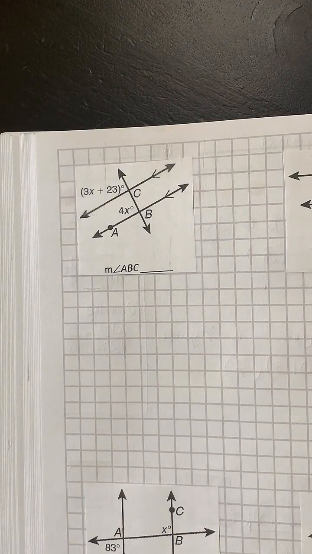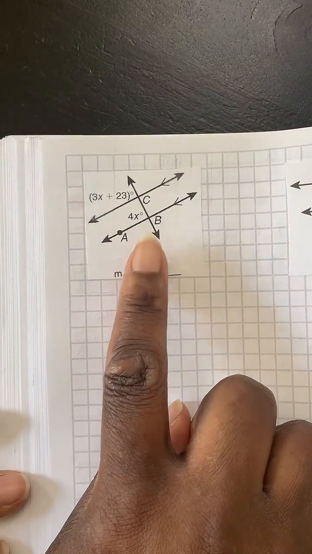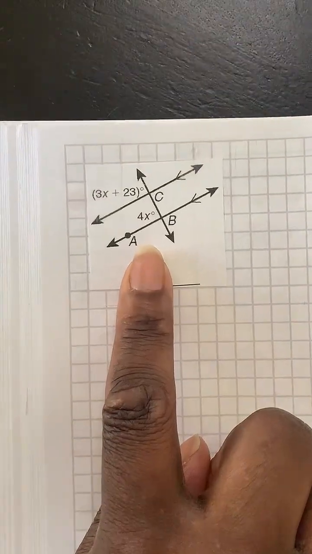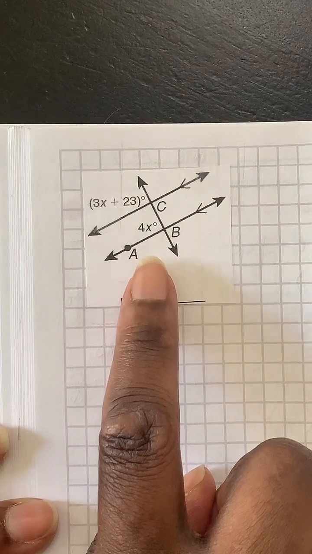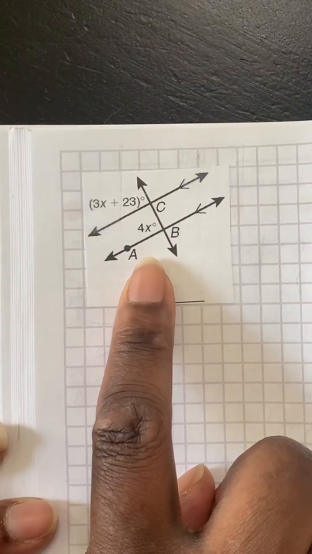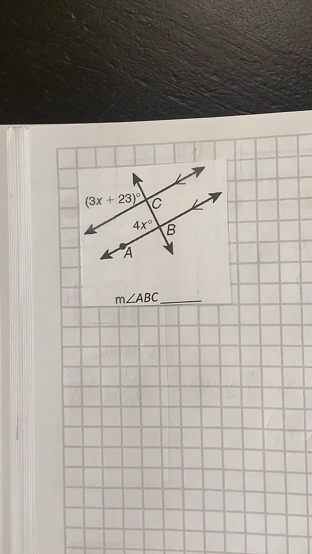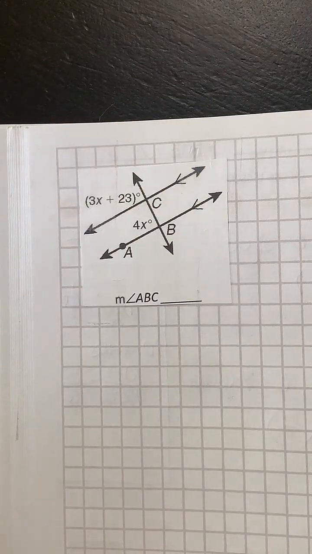So now, one thing. What type of angles do we have here that's being represented? Let me zoom in a little bit. Okay? What type of angles is being represented here? Are they corresponding, alternate interior, alternate exterior, consecutive interior, or vertical angles?